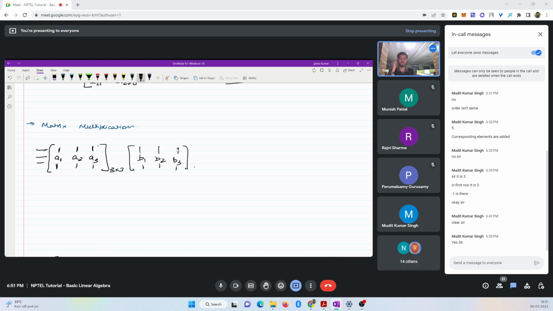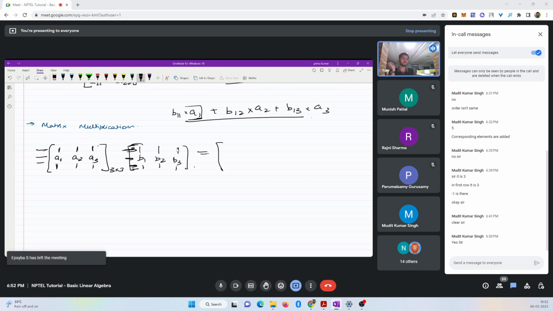Now, as I said, if you want to multiply this matrix by the first column, what you would get is B11 into A1, where A1 is the column, plus B12 into A2 plus B13 into A3. So the first entry of B1 multiplied by A1, plus the second entry of B1 multiplied by A2, plus the third entry of B1 multiplied by A3. You will get something like this. This you will get as the first column, so let's call it C1.